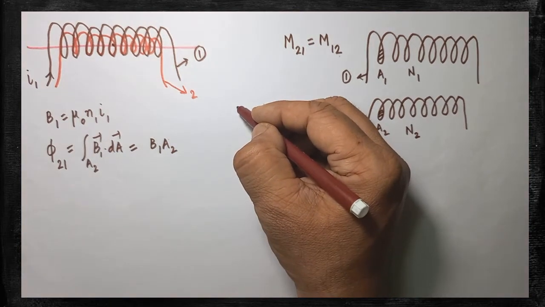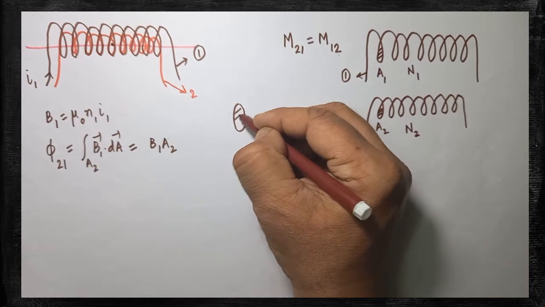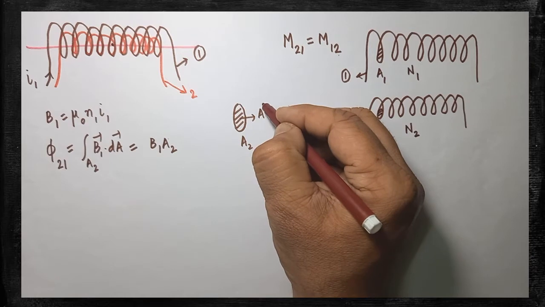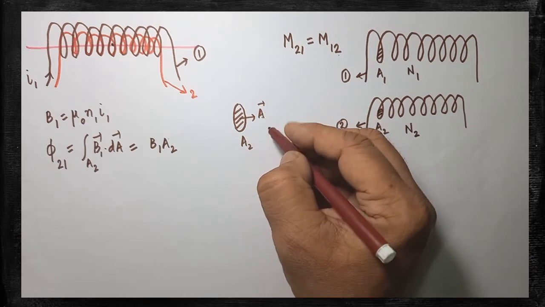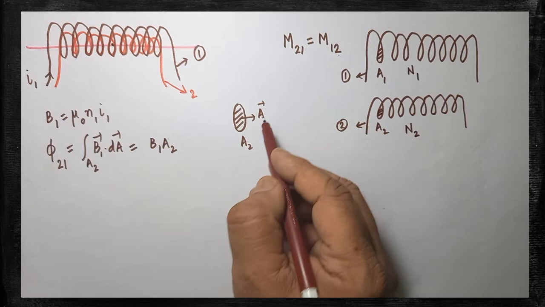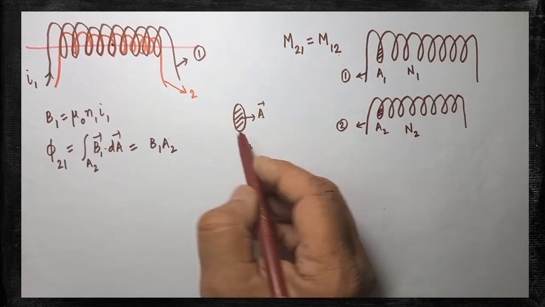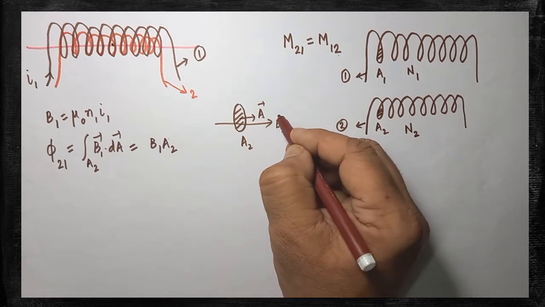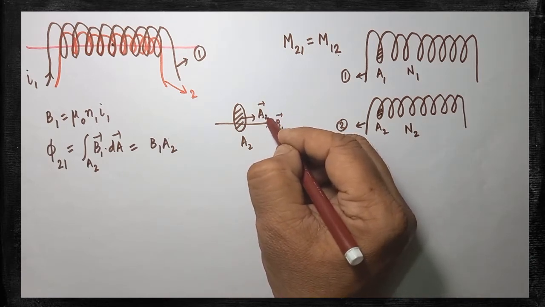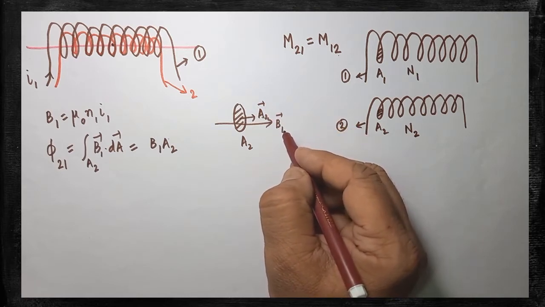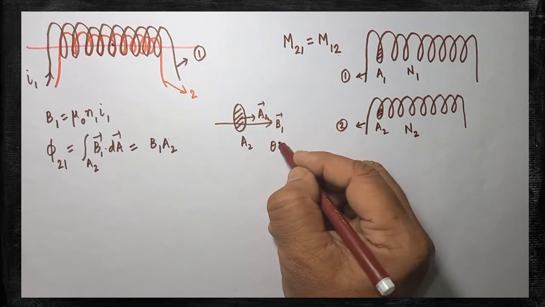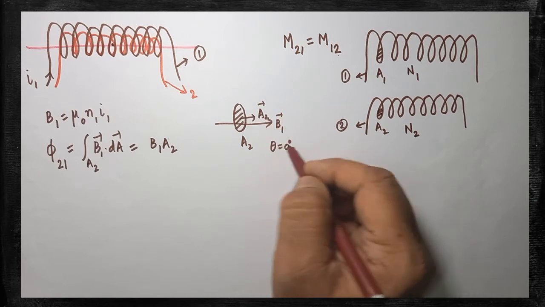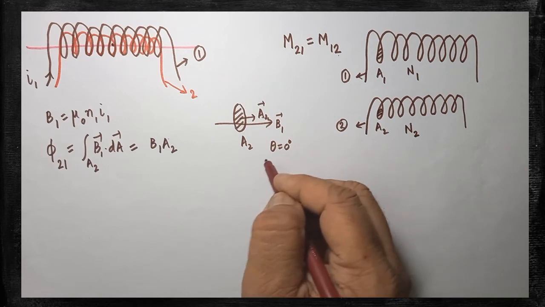So B1 A2 is the formula. Here you have to understand one thing: this is the area A2, and this is called the area vector. In between the area vector and A2, what is the angle? 90 degrees. The area vector is always perpendicular to A2. This is the direction of B1. Are you clear? This is the direction of B1. This is the direction of the A2 vector. The angle between the B1 vector and the A2 vector is how much? 0. The A2 vector and B1 vector are both acting in the same direction. Therefore, theta is equal to 0.